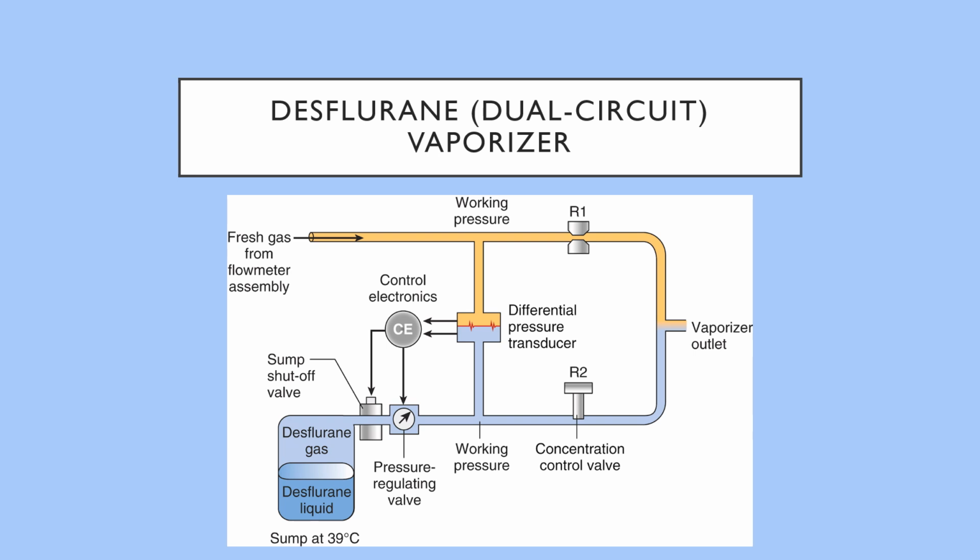And then finally, there is a differential pressure transducer. What it does is it allows for the vapor circuit pressure to match the fresh gas circuit pressure. And this allows for the same dialed concentration regardless of the flow rate.